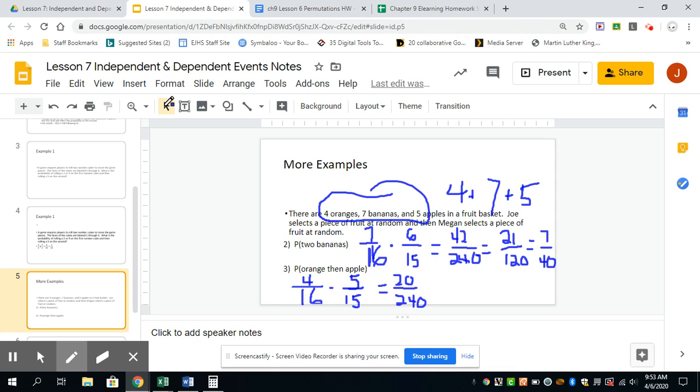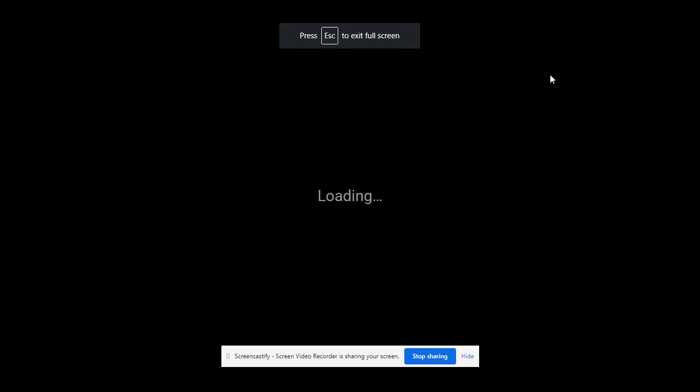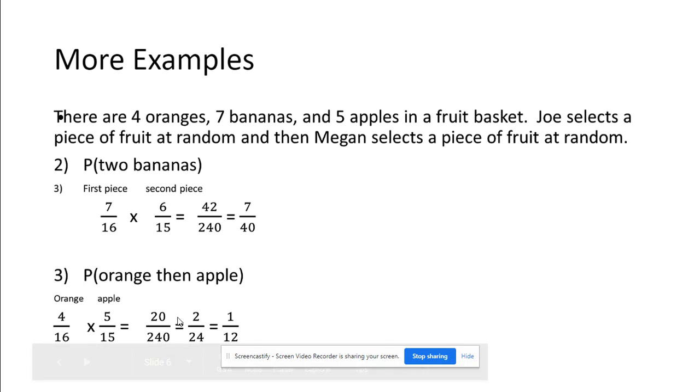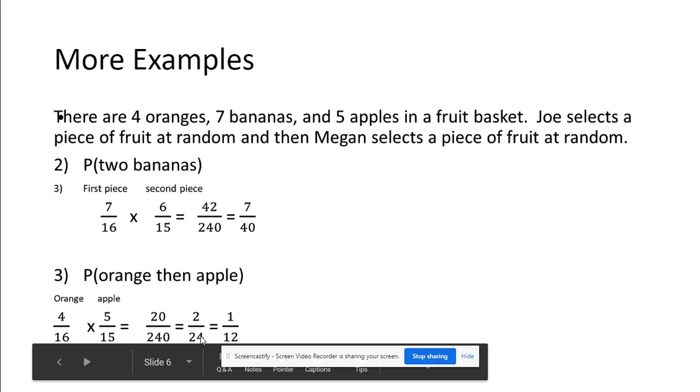So I'm just going to go ahead and move on to the last slide so you can see those answers. So we got 7 over 40, and then we said it was 20 over 240. And then you'll notice that I divided those both by 10, since they both end in a 0, and get 2 over 24. And then that still can be reduced to 1/12.